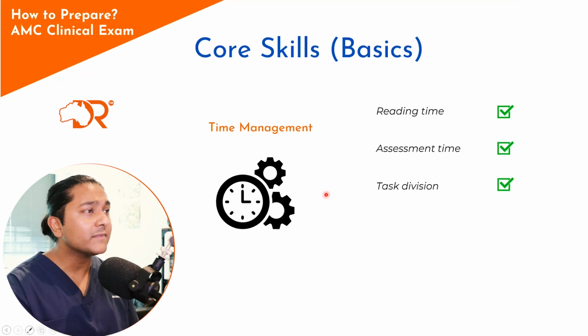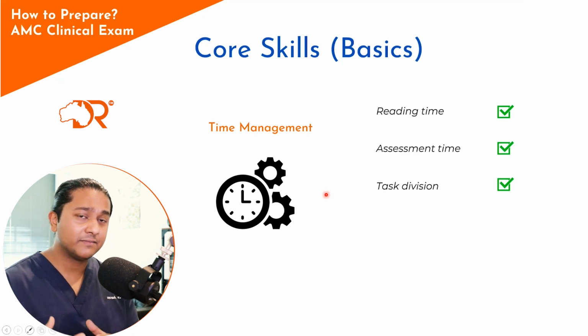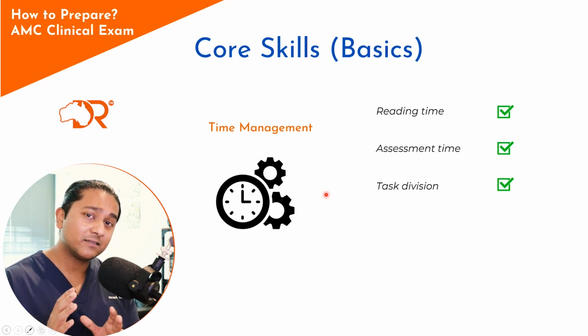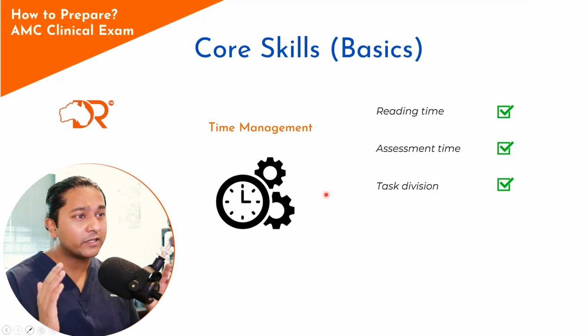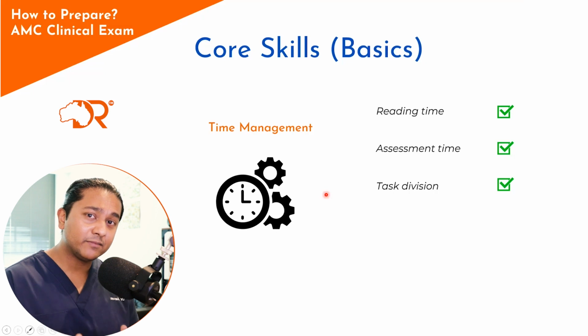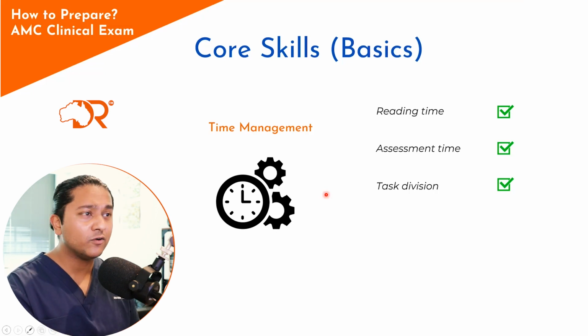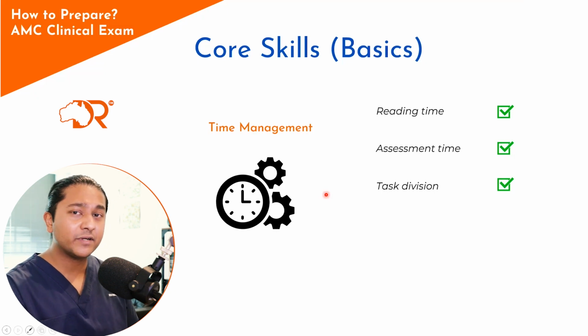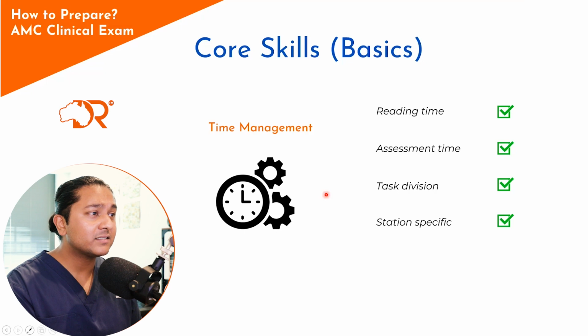All right. The next thing is task division. What I mean is trying to divide your task, not equally, but in a way that you can complete the entire task that AMC gives you within 8 minutes. So you must be good at that. The only way is to do role plays and keep practicing and improving from that point. Okay, so let's move on to the next point in time management.